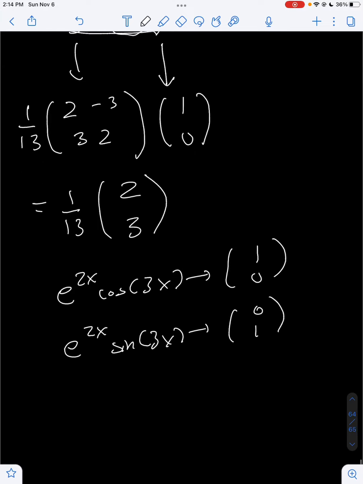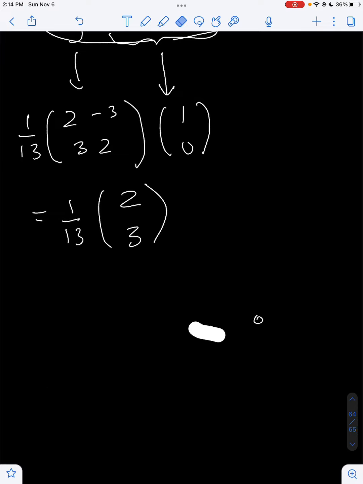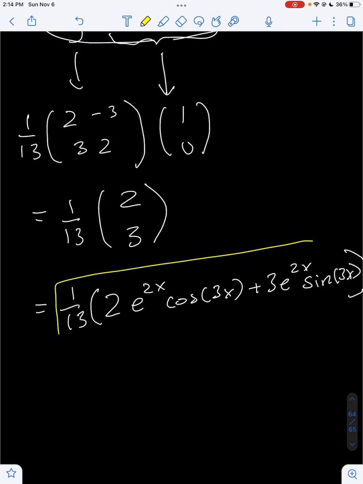Meaning that this expression that we have found is just going to be equal to 1 over 13 times 2e to the 2x cosine of 3x plus 3e to the 2x sine of 3x. And this is our answer to our integral.